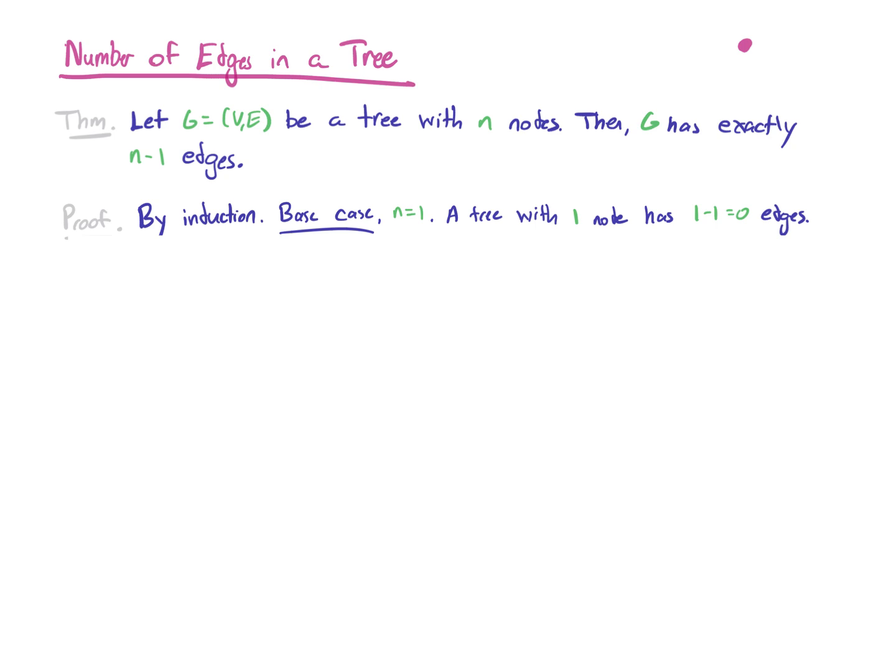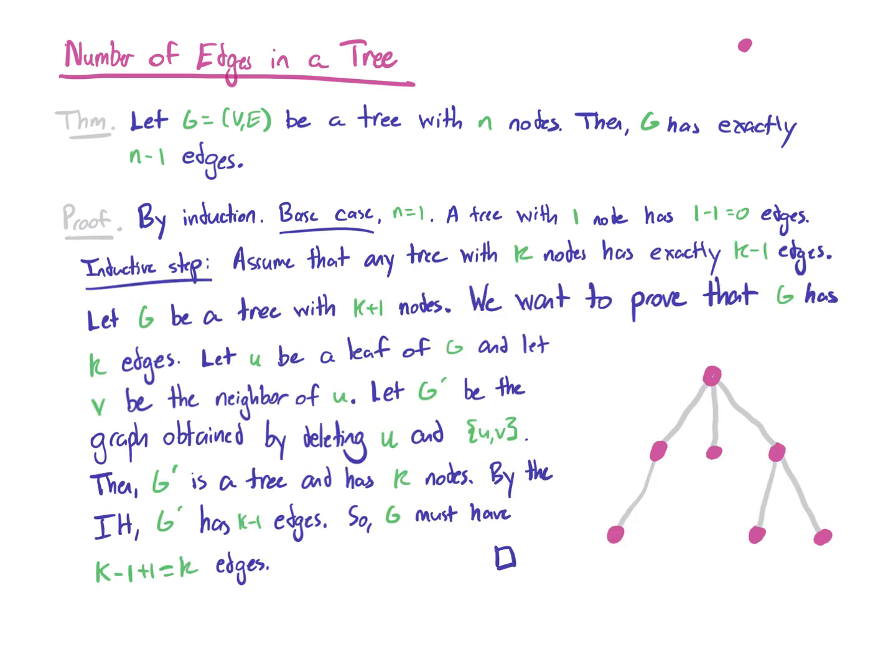For the inductive step, I want to go ahead and show the whole inductive step and also draw a picture that's going to let us illustrate the inductive step. So a lot of text here. Assume that any tree with k nodes has exactly k minus 1 edges. This is going to be our inductive hypothesis.